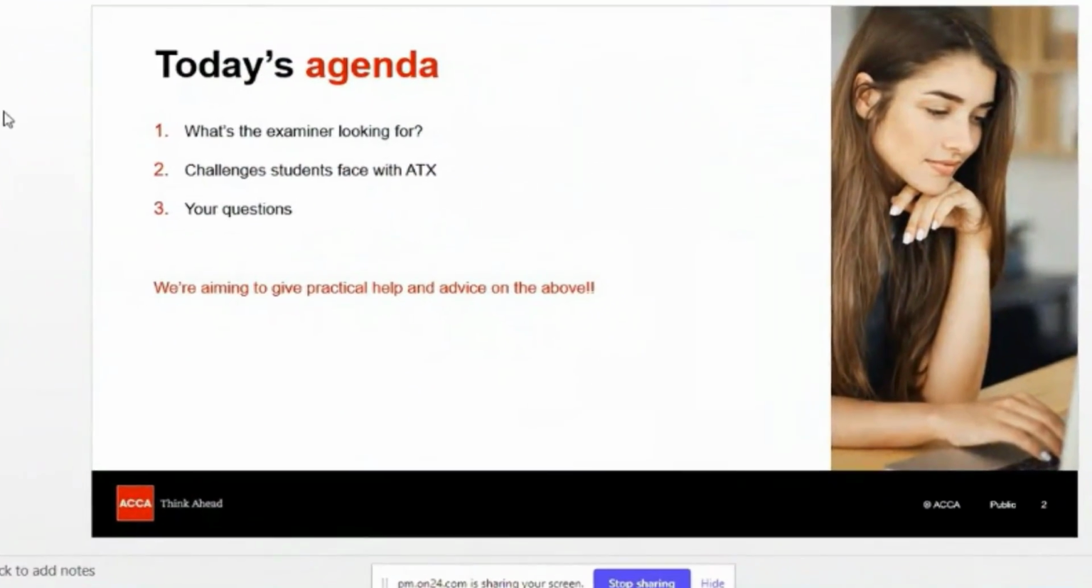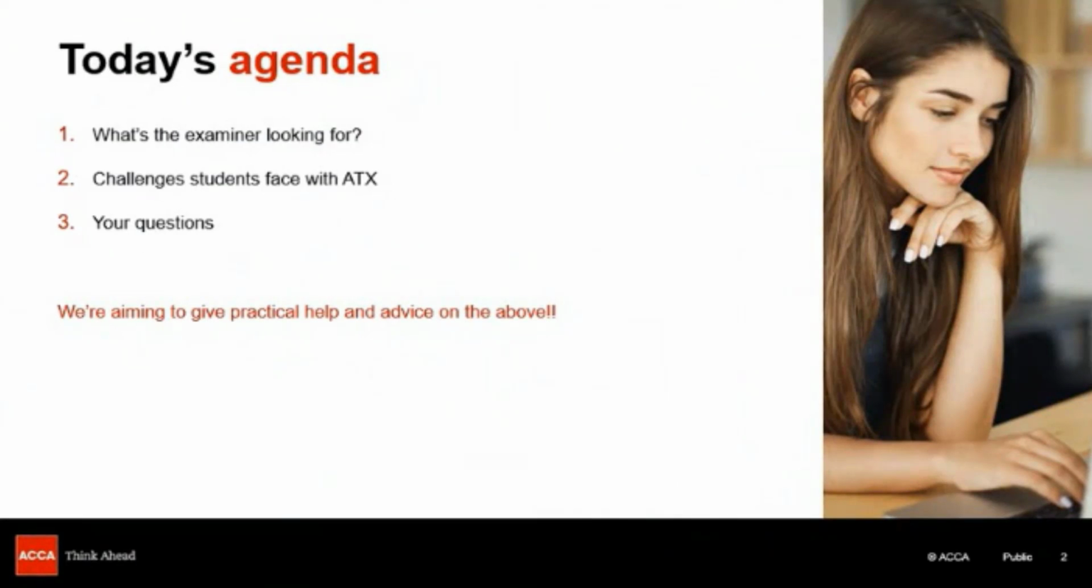Okay, so today's agenda. First of all, we're going to look at what the examiner is looking for in this paper, and challenges students face with ATX, and then at the end, your questions. But we want this to be as practical as possible in terms of the help and advice it gives. So I think the best way of doing this is to spend most of the time looking at a question from the December 2020 paper and take you through most of it tutorial style. But let's just run through these slides to begin with.